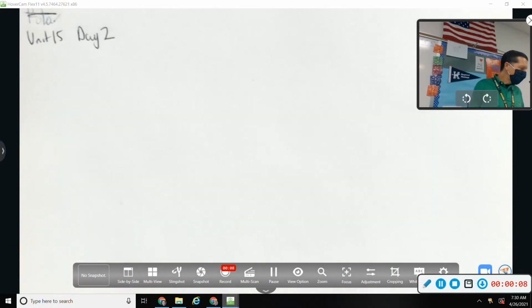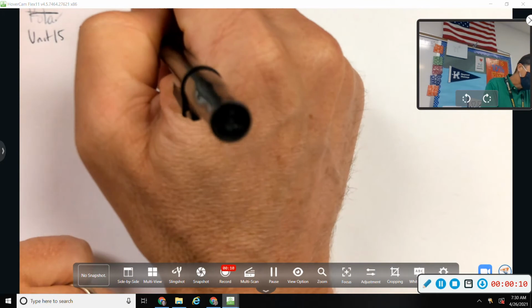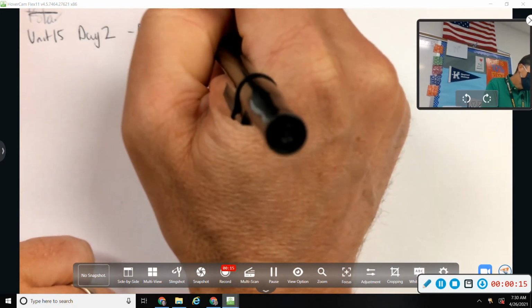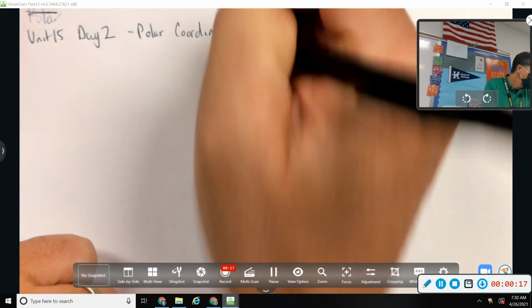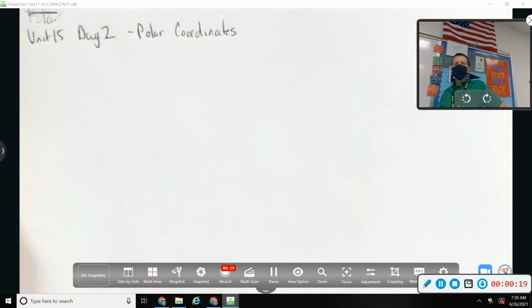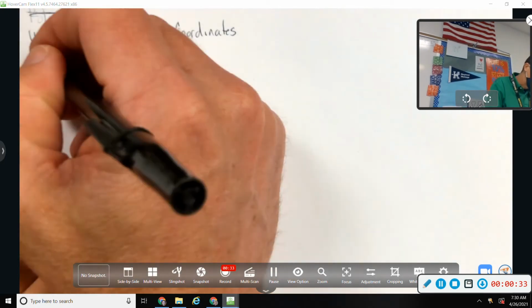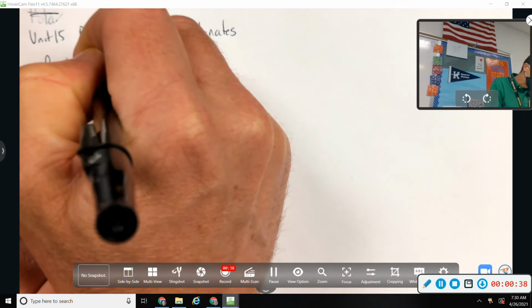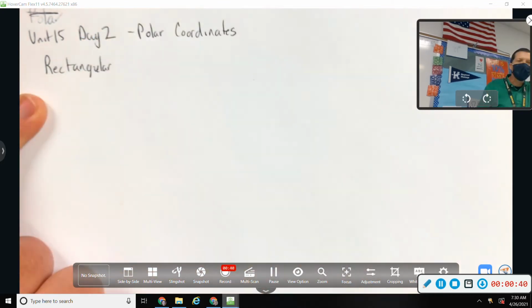All right, Unit 15, Day 2, polar coordinates. This is kind of a unique lesson, a different way of thinking about things. Some people enjoy it because it stretches their brain a little bit. Other people just fight it the whole time and can't ever make sense of it. All of you are capable of understanding it. We'll just see if you appreciate it or not.